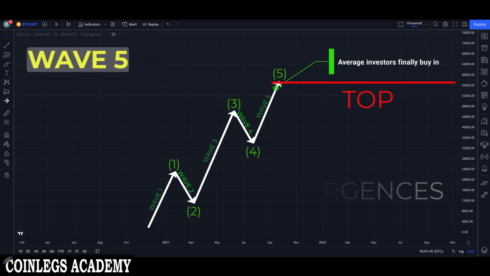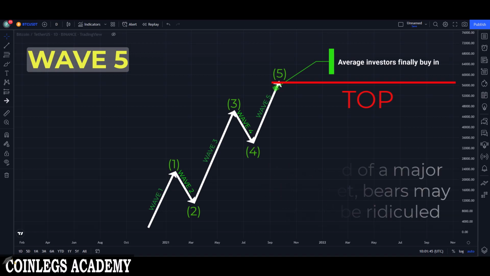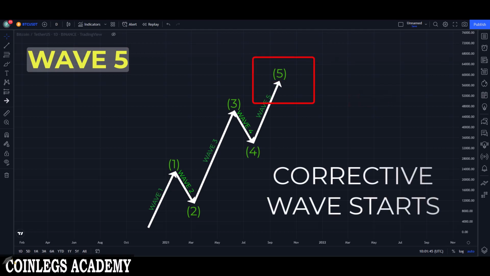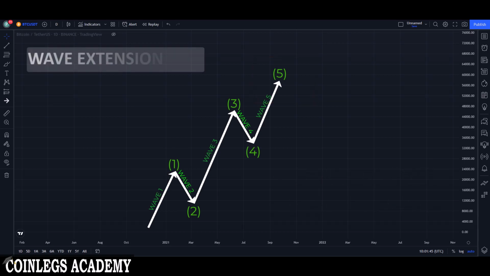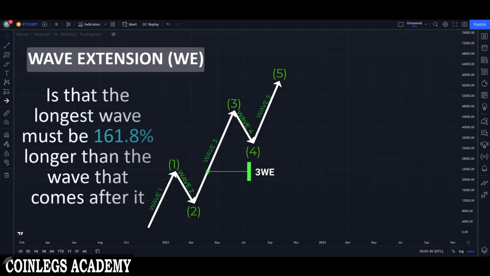At the end of a major bull market, bears may very well be ridiculed. And this will be the area where the corrective wave will start. We call our longest wave a wave extension, as we mentioned in the table. Our rule of the longest wave is that the longest wave must be 161.8% longer than the wave that comes after it.